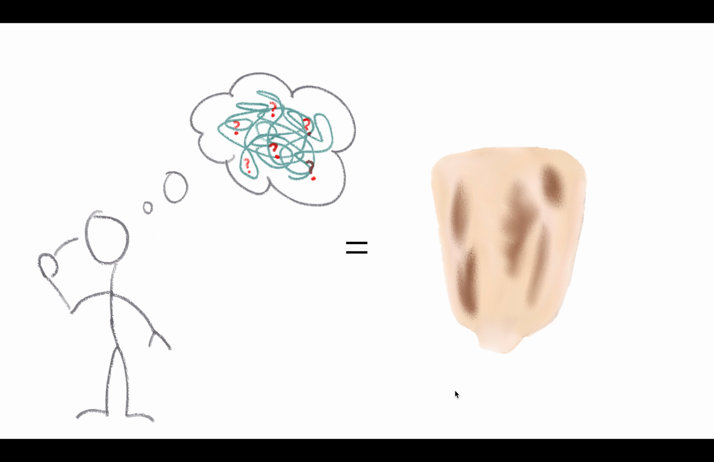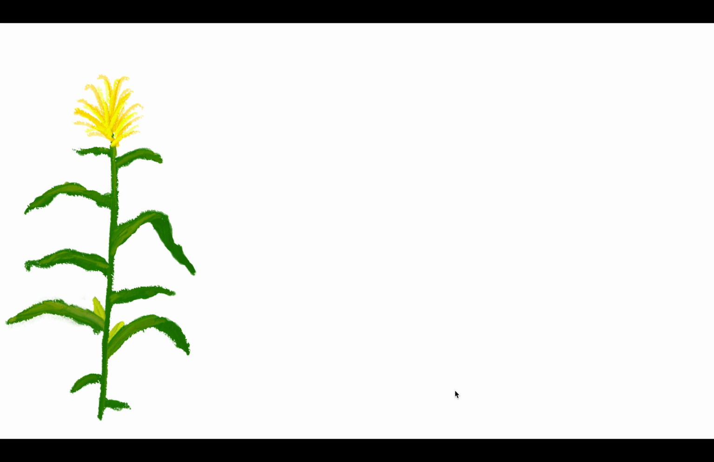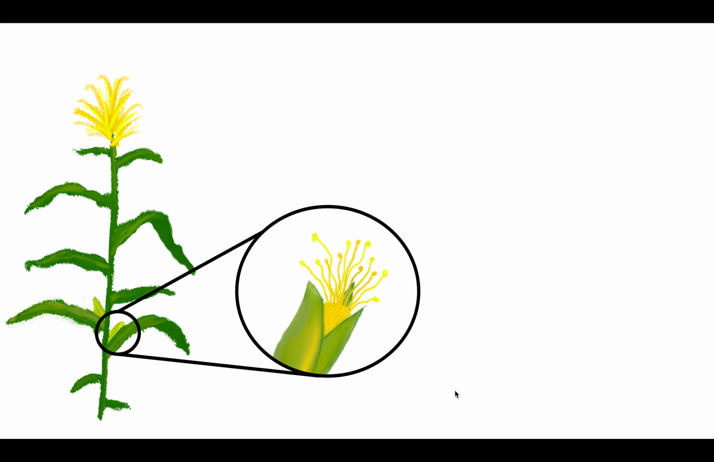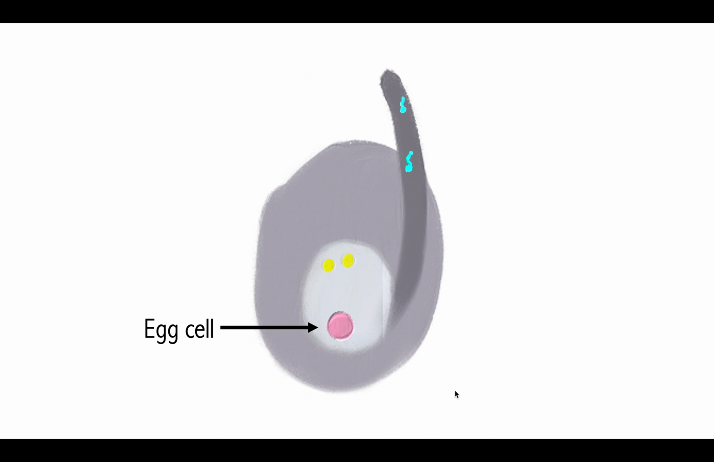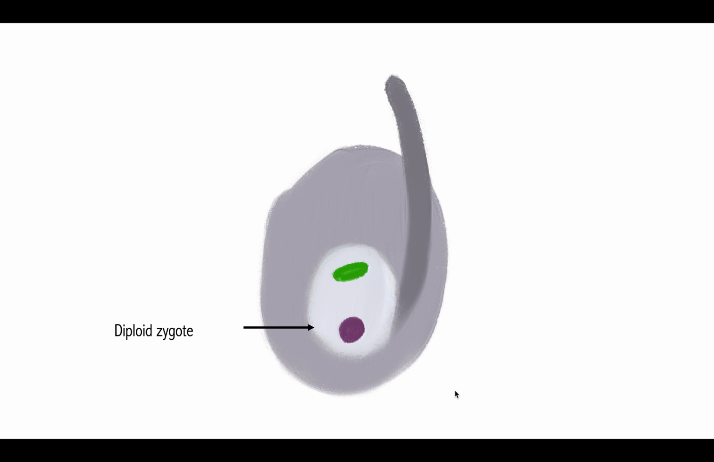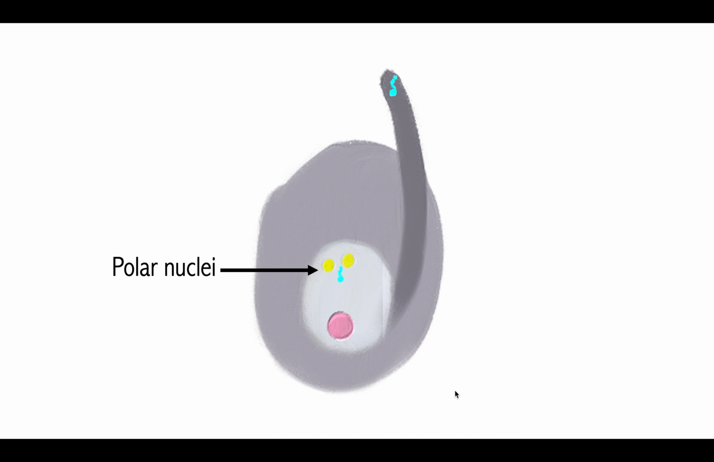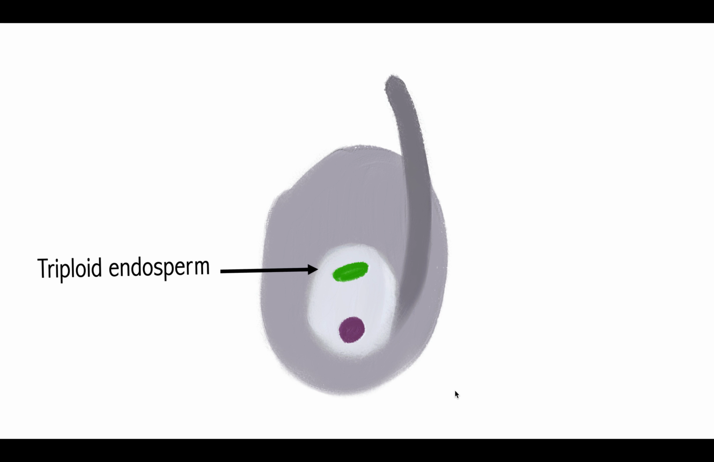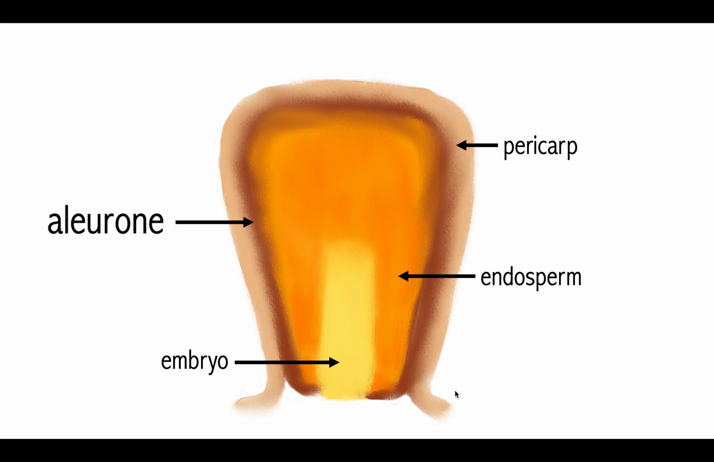But before we get into that, we need to cover some corn reproductive biology. Corn development involves a double fertilisation event, where one sperm fuses with the nucleus of the egg cell, which then produces a diploid zygote. Meanwhile, the other sperm fuses with the two polar nuclei to form a triploid endosperm, which then forms the outer protein layer known as the aleurone layer. This aleurone layer is what gives corn kernels their varying colours.